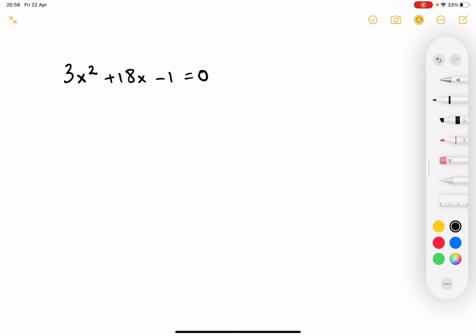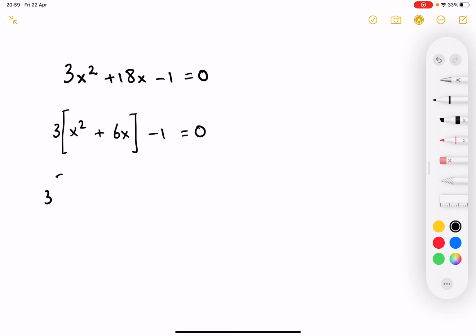So the only thing we can do is take out the 3 and then stick square brackets. So if we take out the 3, we have x squared, because 3 times x squared is 3x squared, plus something that if you multiply by 3, you get 18. This time, this has to be 6x. And then the minus 1 we can actually just leave out. And then from here, we just do the same thing as before.